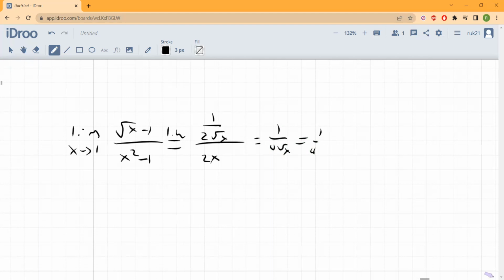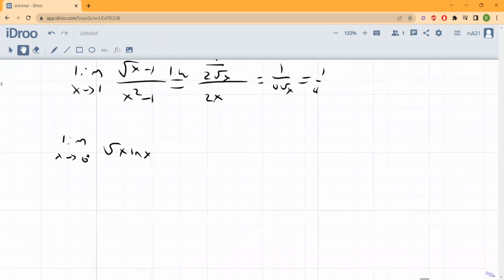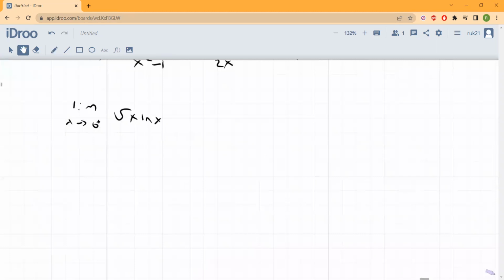The next question is the limit as x approaches 0 plus of root x ln x. Over here, if we just plug in, we get 0 times infinity, which is not an indeterminate form we can use directly. Because of that, we're going to artificially rewrite it so we can use L'Hopital.